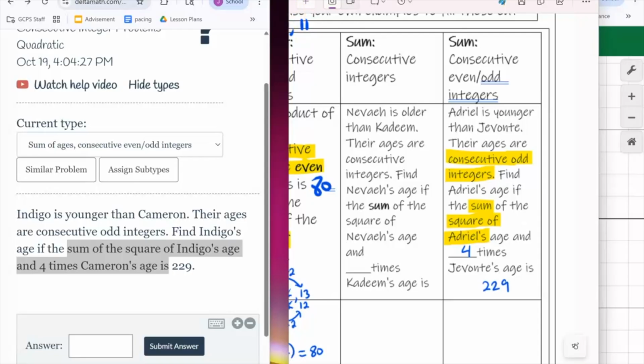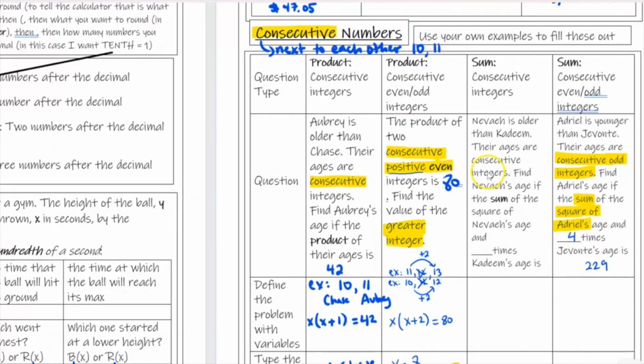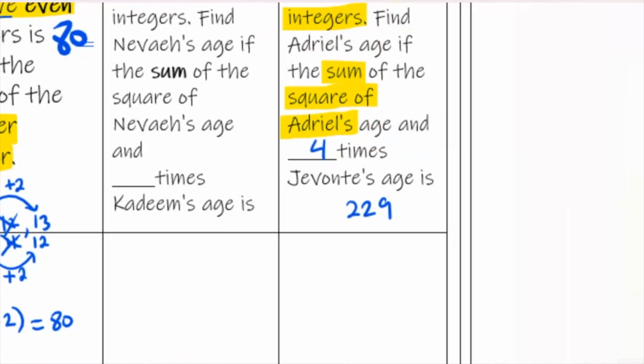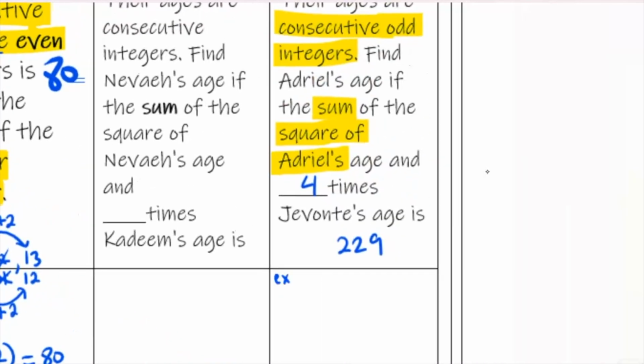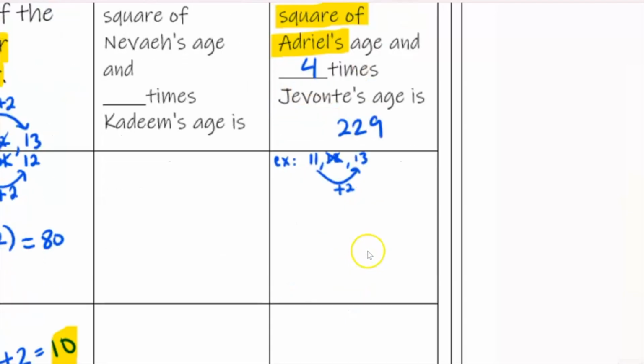All right, so again, thinking through our problem, we're just going to go step by step. If I had an example, and these are odd integers, so let's say 11. The next odd integer is not going to be 12 because that's even. It's going to be 13. So to get from 11 to 13, you add 2. So if I start with x, the next consecutive odd would be x plus 2.